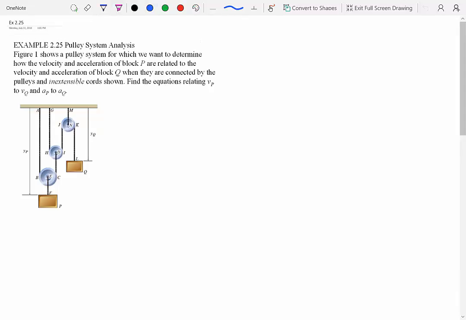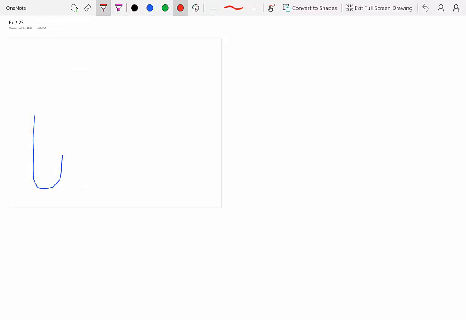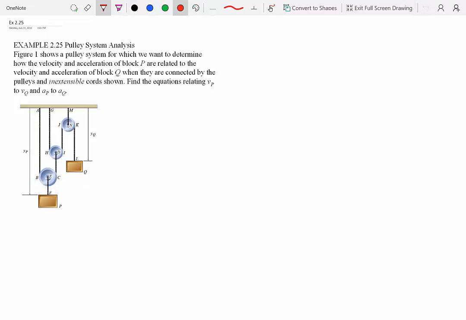We don't have just one. We have one that goes from A to B to C and ends at D, and the other cable that starts at G, goes to H, I, J, and then wraps around and comes down like this, right? So essentially we have two cables to deal with, and each of those cables will be assumed to be inextensible. So they won't stretch, they won't contract, okay, as P and Q are moving.